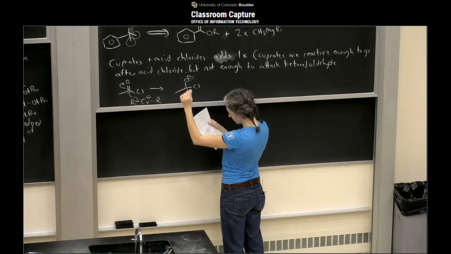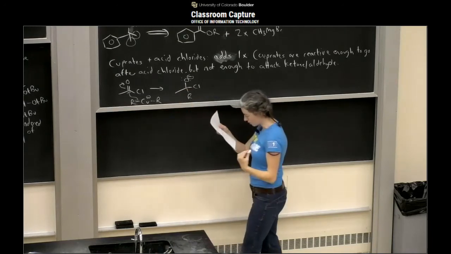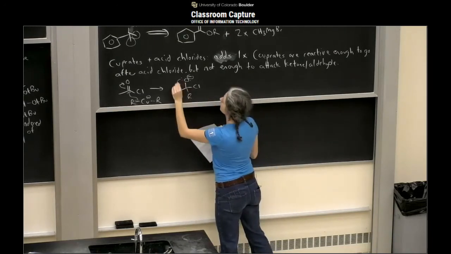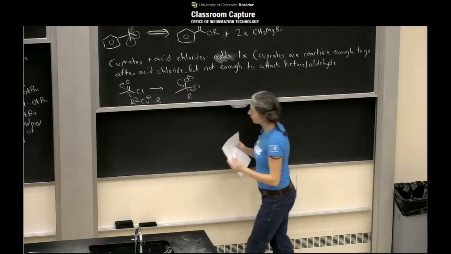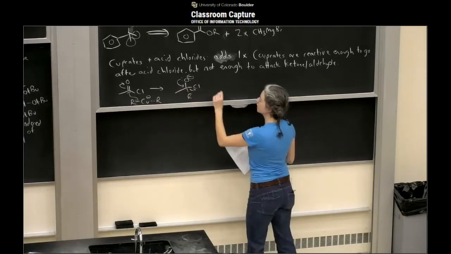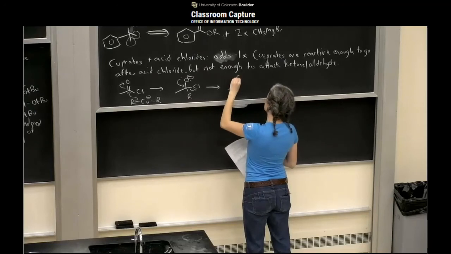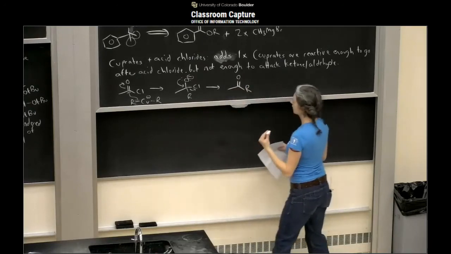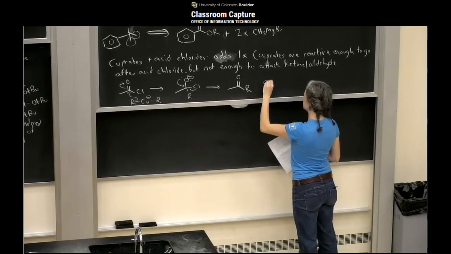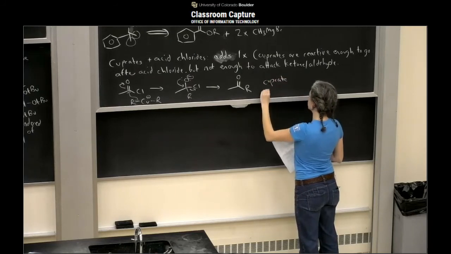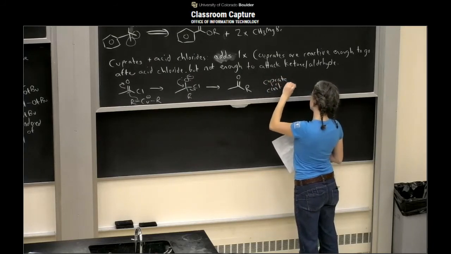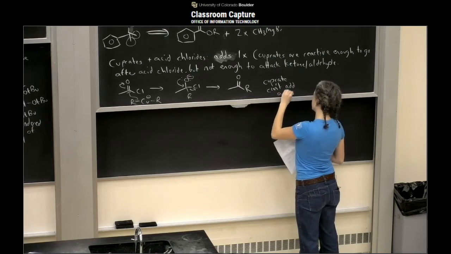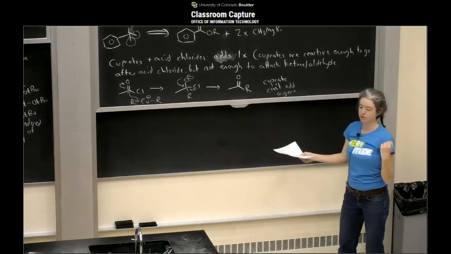I have a typo in the notes. I show it kicking out an OR group when that should be a chlorine. All right, I'll have to fix that. Okay, so the O minus kicks out the chlorine, and then you get to here, and then cuprate is actually too weak to attack this, so at this point you just stop after one addition.